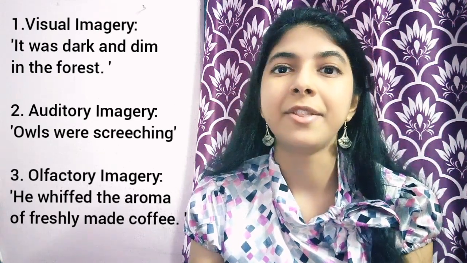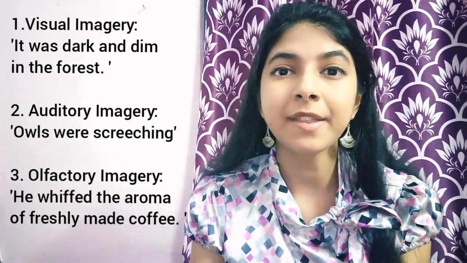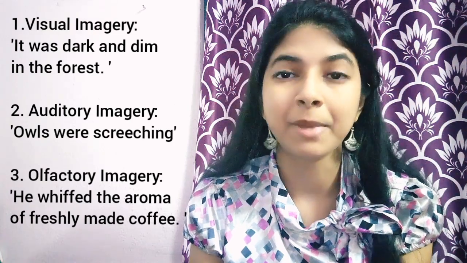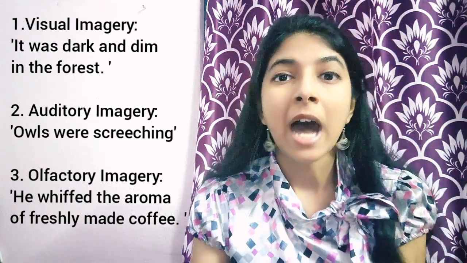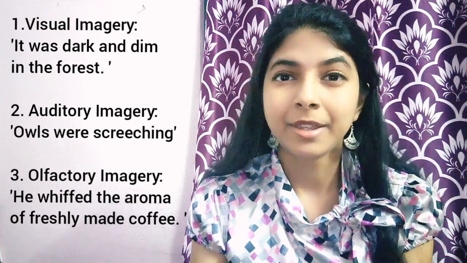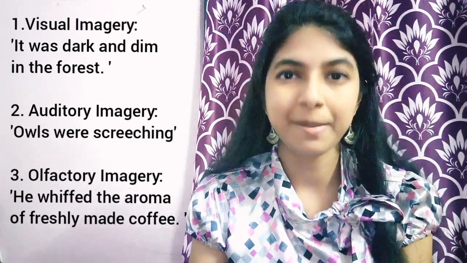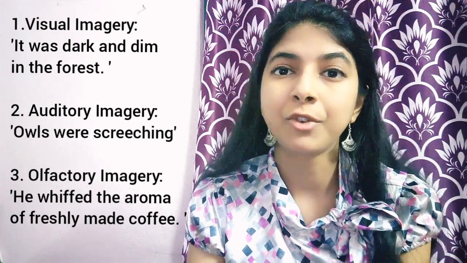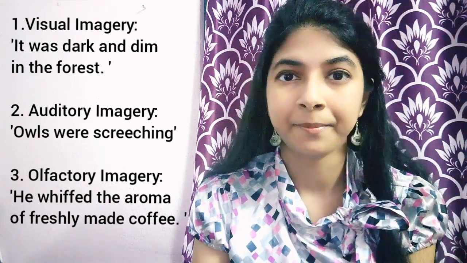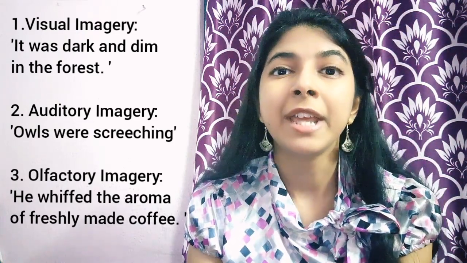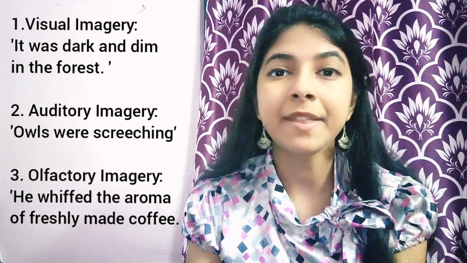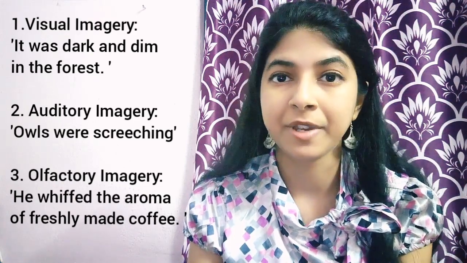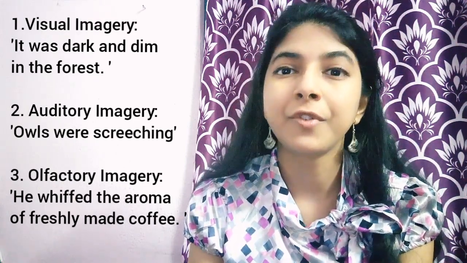It was dark and dim in the forest. This is an example of visual imagery because it appeals to the reader's sense of sight. Owls were screeching. This is an example of auditory imagery because it appeals to the reader's sense of hearing. Then he whiffed the aroma of freshly brewed coffee. This is an example of olfactory imagery because it appeals to the reader's sense of smell.